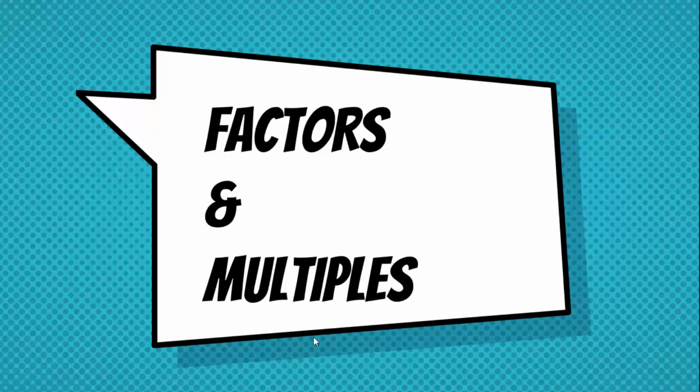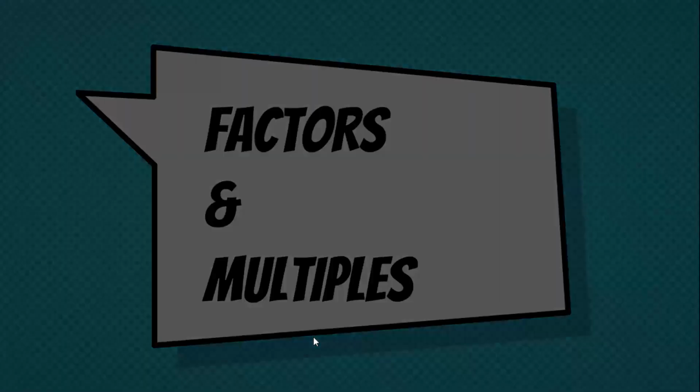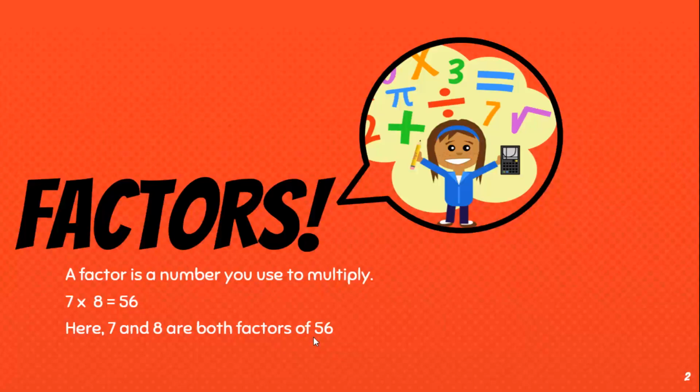We will be starting a new one, which is factors and multiples. So, as we begin, I want you to understand what the word factor means. A factor is a number you use to multiply. For example, here you can see on your screen 7 multiplied by 8 gives us 56. So, the factors for the number 56 are 7 and 8.